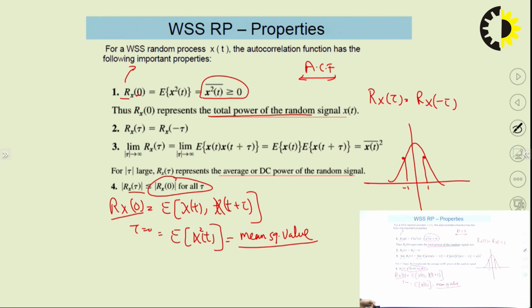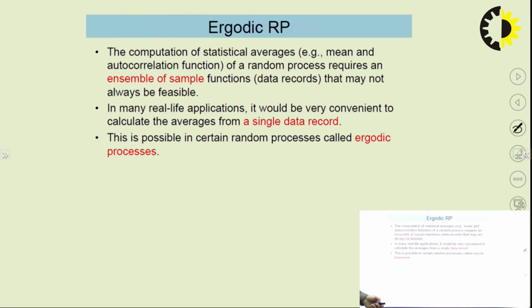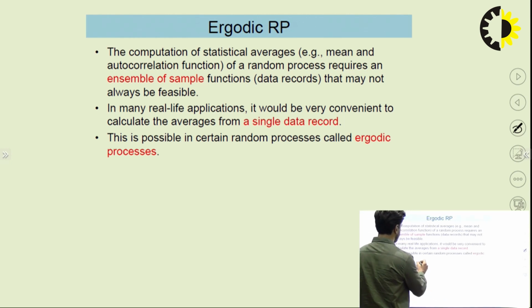Next, the last type of classification of random process, that is ergodic.